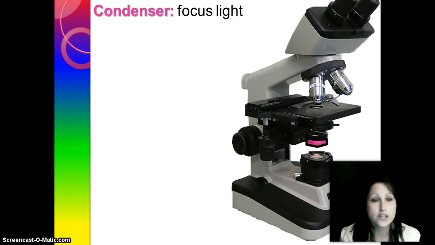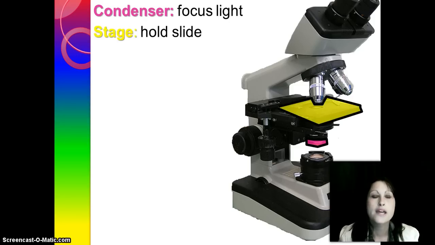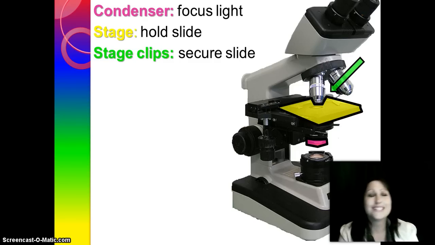Next, we have the condenser, and the condenser does exactly what it says it does. It condenses the light into a focused beam instead of it just going everywhere. Next, we have the stage, which is going to be the platform that's going to hold our slide on it. And the stage will move up and down as we focus. There's going to be a stage clip on there, and a lot of microscopes have variations on this. Sometimes they look differently, but usually they'll open up to allow you to put your slide in there, and then they'll close on the slide and hold it steady.